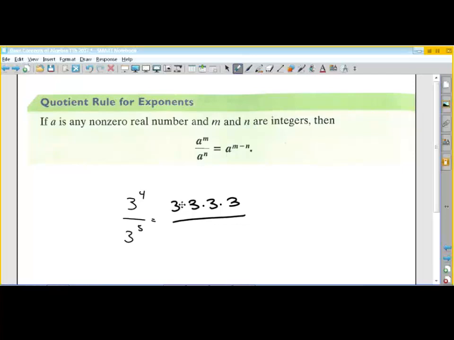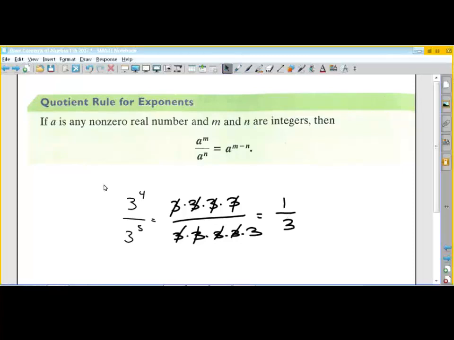So what's happening here is, in this example, 3 to the 4th is 3 times 3 times 3 times 3. 3 to the 5th is 3 times 3 times 3 times 3 times 3. And what happens is these cancel out because 3 divided by 3 is 1. Any number divided by itself is 1. And what we're left with in the numerator is 1, and in the denominator is 3, so 1/3. So that's the answer.